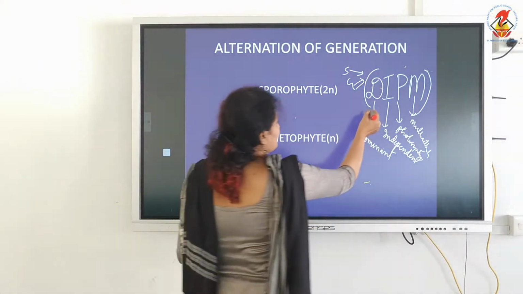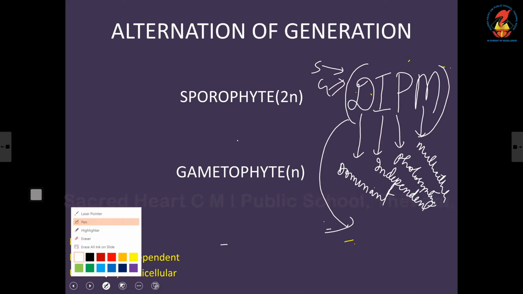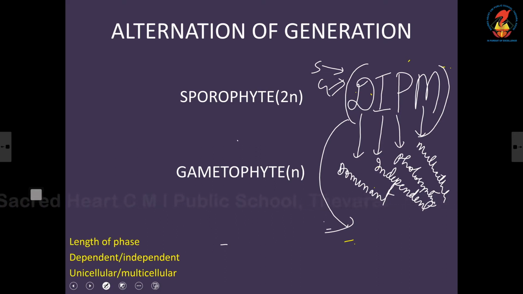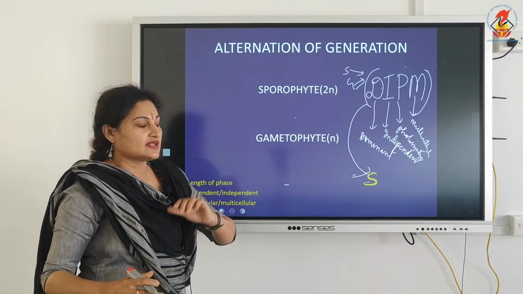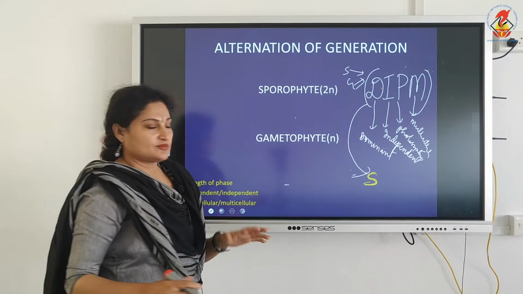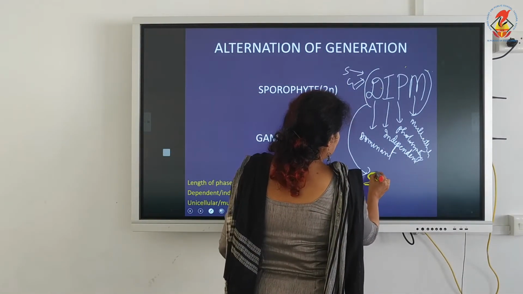So if one phase is dominant, independent, photosynthetic, multicellular, the other phase will be just the opposite. So let's analyze the opposite of each. The correct opposite of dominant is short-lived. The meaning of dominant is with respect to the duration; they have a longer duration, and the term dominant is used with respect to its span or length of duration. So the opposite will be short-lived.